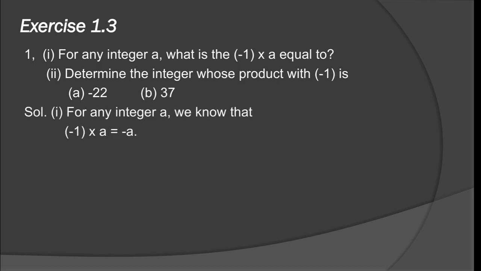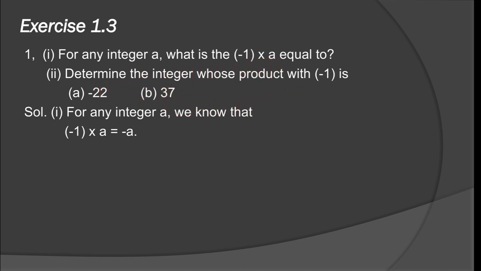For the first part, we can write, for any integer a, we know that minus 1 into a is equal to minus a. That is, when the given integer a is multiplied with minus 1, it gives the same integer with negative sign. Hence, we can say that when a is multiplied with minus 1, it gives minus a, which is the negative of the given integer. Now let us solve the second part.